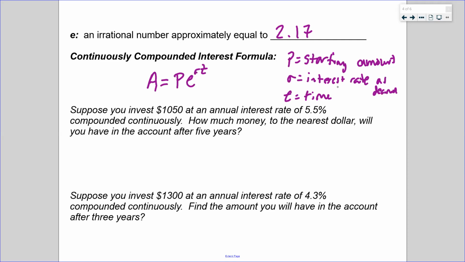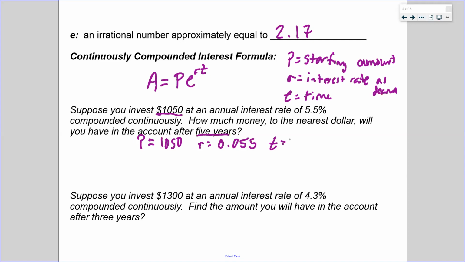Suppose you invest $1,050 at an annual interest rate of 5.5% compounded continuously. So we're using this formula. How much money to the nearest dollar will you have in the account after 5 years? So our starting amount, P, that's 1,050. Suppose you invest means you started, we put it into the account. R is our interest rate. It's 5.5%. We want to write that as a decimal, so 0.055. And then T is time. Well, it wants to know after 5 years.